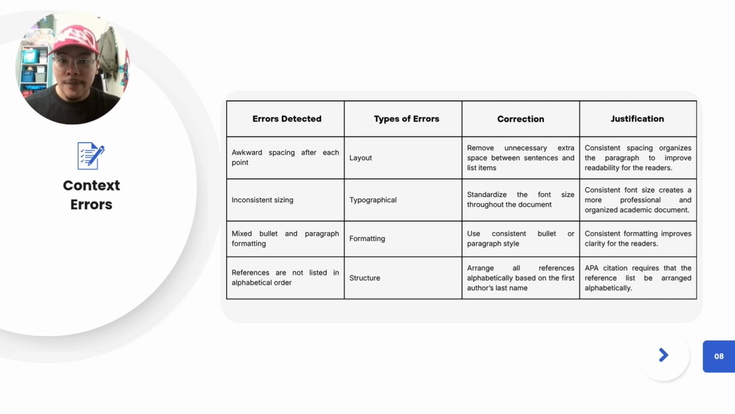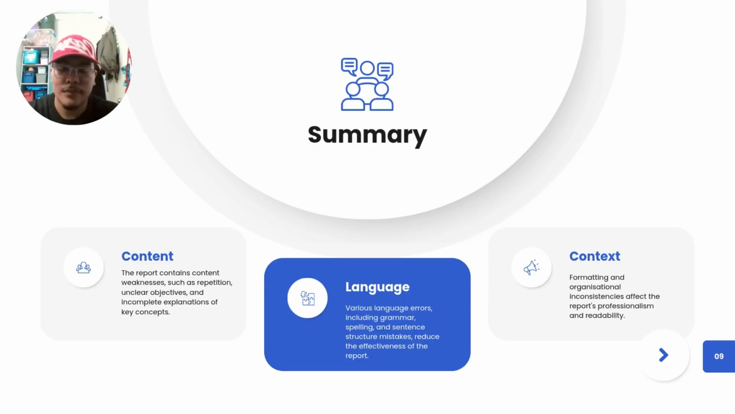The third one is mixed bullet and paragraph formatting. It is a formatting error, and we must use consistent bullet and paragraph style to make sure that it will improve clarity. And the last one is the references are not listed in alphabetical order, and it is a structure error. And we must arrange all the references alphabetically according to APA style because APA citations require references to be arranged in alphabetical order.